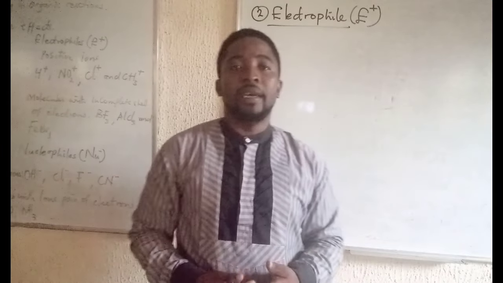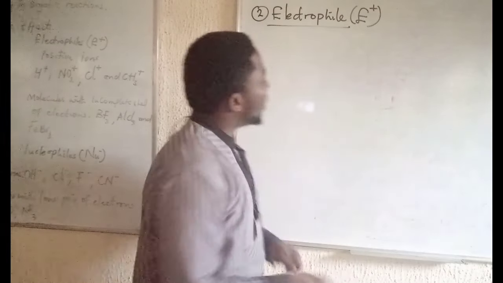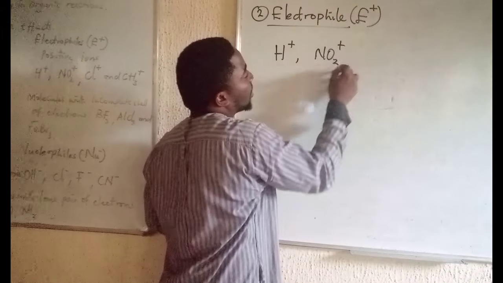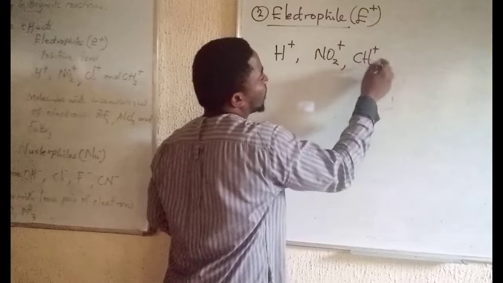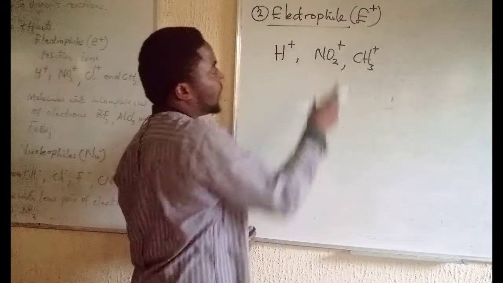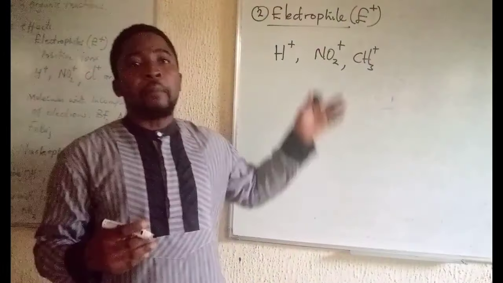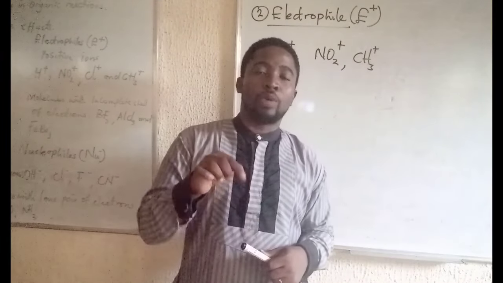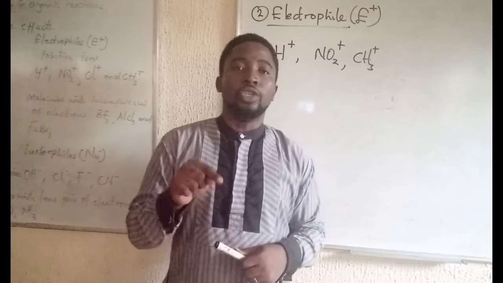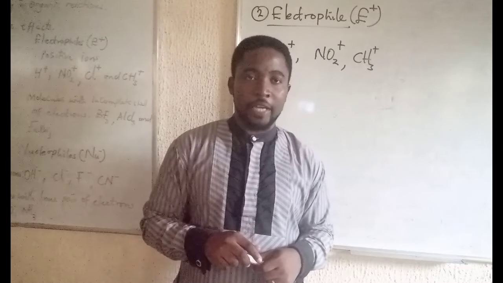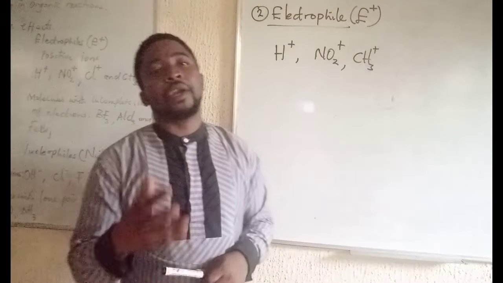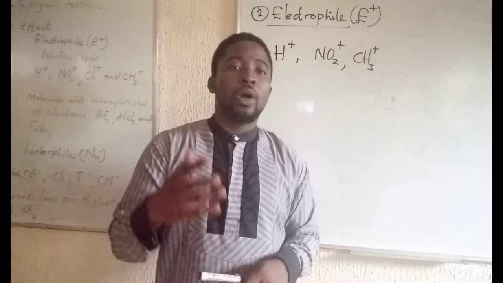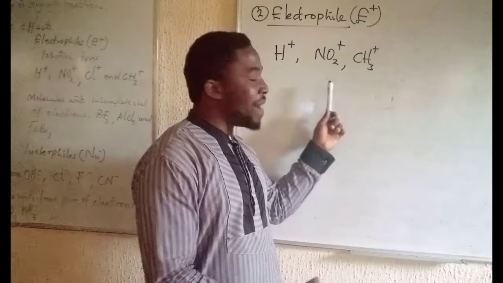An electrophile can be a positively charged ion, for example H+, NO2+, CH3+. So this is a positive ion, and it can be an electrophile. Being positively charged implies that it is electron deficient, so it will attack an electron-rich center during chemical reactions. Before we go to the next type of organic reagent, let me give you more examples of electrophiles.